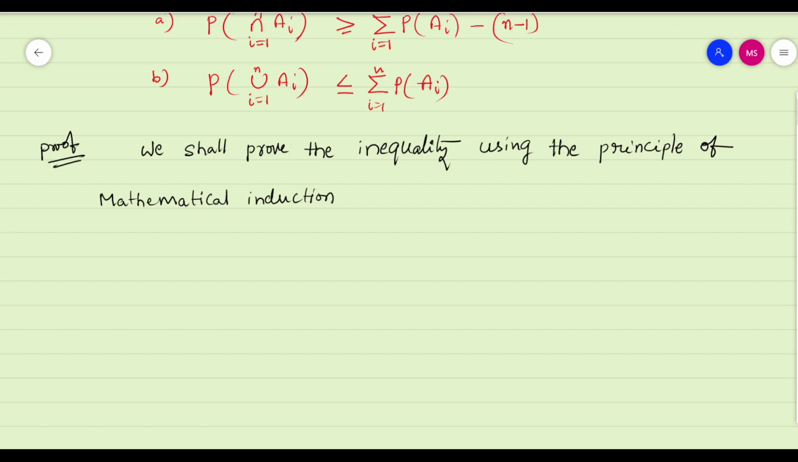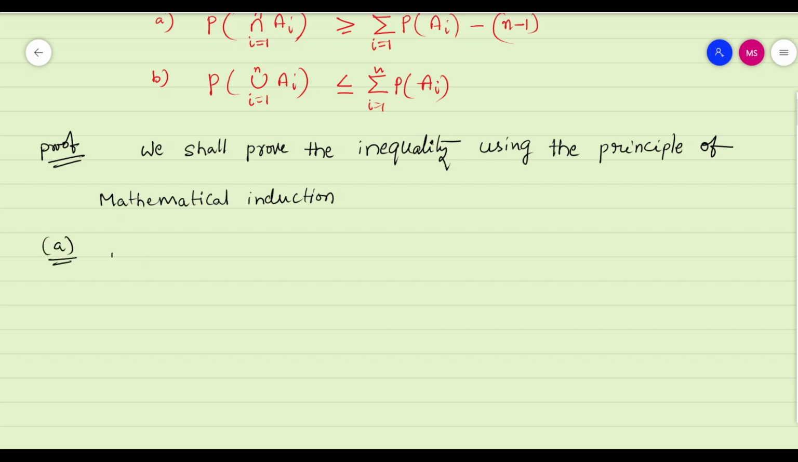So what is the procedure for mathematical induction? There are 3 steps. The first step is we have to prove the theorem for n equal to 2. The second step is let us suppose that the theorem is true for n equal to r. And the third step is to prove the theorem is true for n equal to r plus 1. There are 3 steps in this principle of mathematical induction. So now we follow the first step.